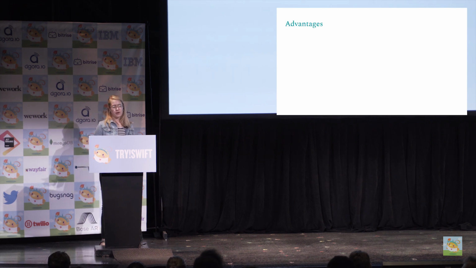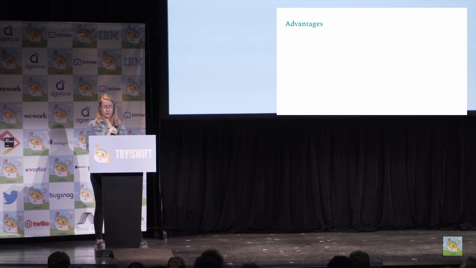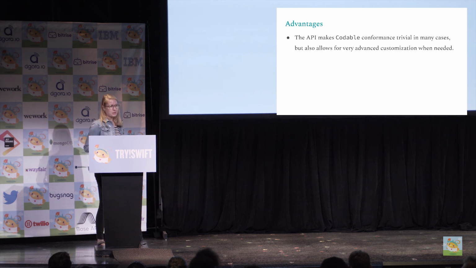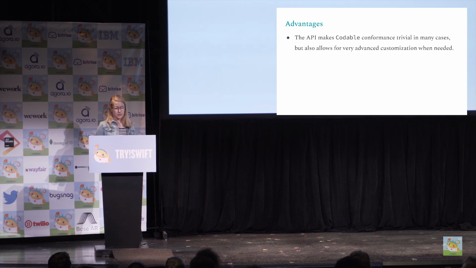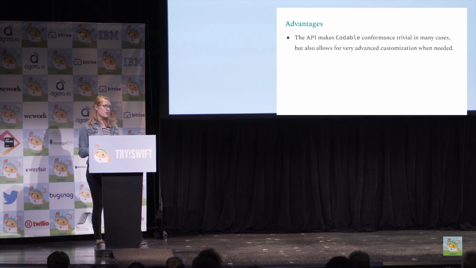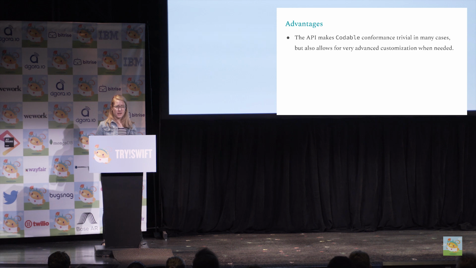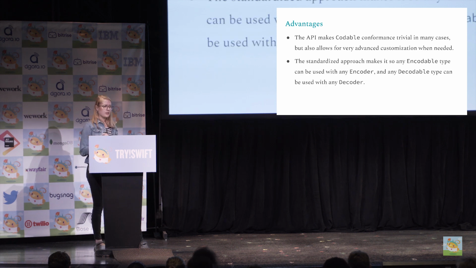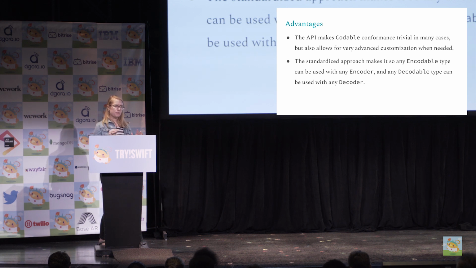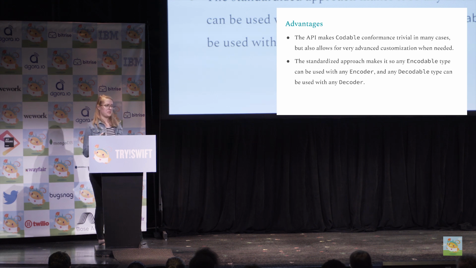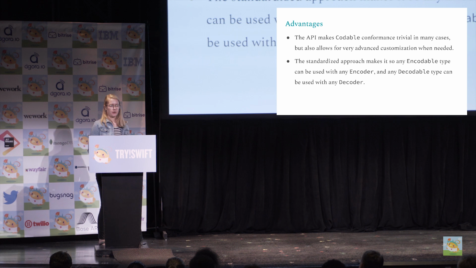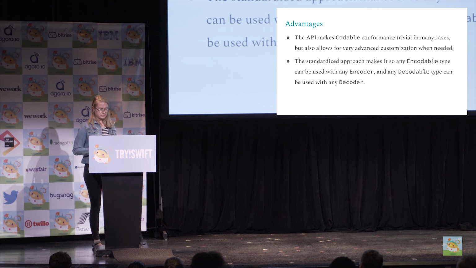That said, there are some pretty awesome advantages to this whole system. As we've seen throughout the talk, conforming to Codable is pretty trivial in a lot of cases. But when we do want to do something custom, the API makes it really easy for us to do so. And secondly, as I touched on before, the approach is standardized across formats you're encoding to and decoding from, which is great because you don't need to know anything about the internals of someone else's encoder in order to use your encodable type with it. And same goes for decoding.